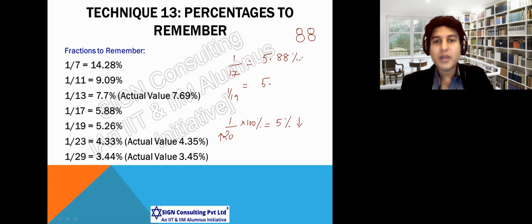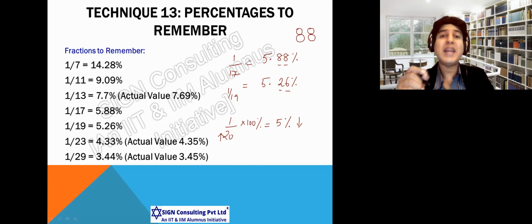So you can remember it as 5.88 percentage. Now, when you take 1 by 19, the value is 5.26 percentage. You can remember that India's Republic Day is celebrated on January 26th. So 5.26 percentage. So for 1 by 17, it is 5.88 percentage, and for 1 by 19, it is 5.26 percentage.